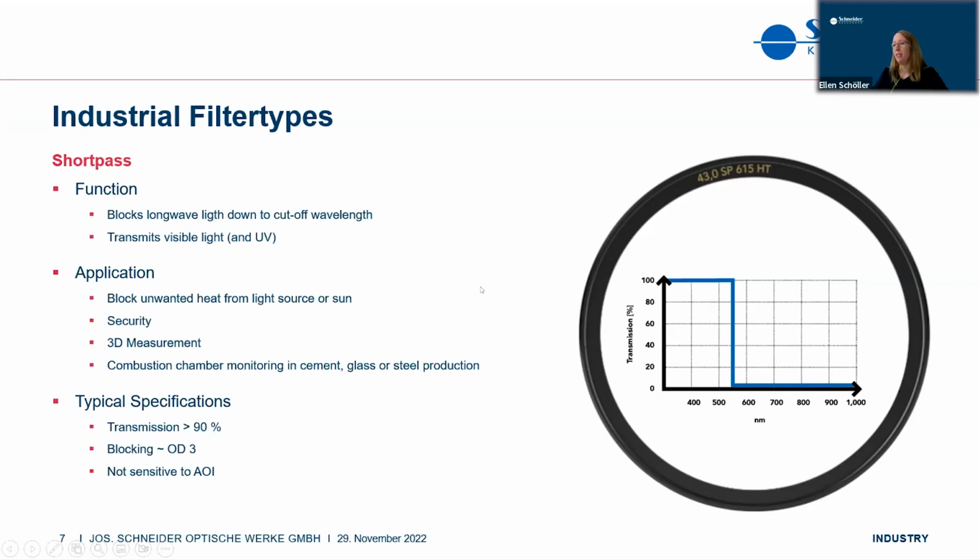So a short pass filter is used when you want to block unwanted infrared light, maybe caused from your light source or your sun, or when you have heat radiation you want to block, you can use a short pass filter, for example, in 3D measurement, of course, or security applications, or when you have hot processes to monitor, like combustion monitoring.